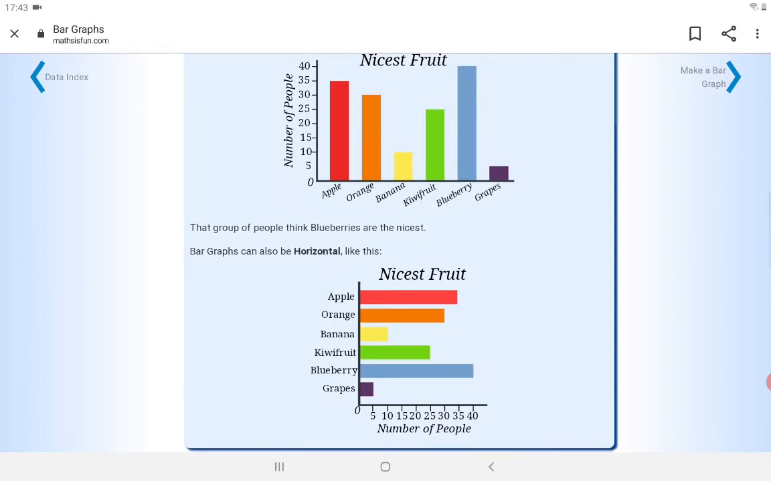As we can see here on the second chart, it shows the nicest fruit, but the chart is turned sideways. Again, it's just the number of people is on the bottom and the types of fruit is on the left hand column. It just again shows us a visual representation of the information that was gathered. And very quickly we can simply see that blueberries are the most favourite, grapes are the least favourite, approximately 5 people, and so on and so forth.